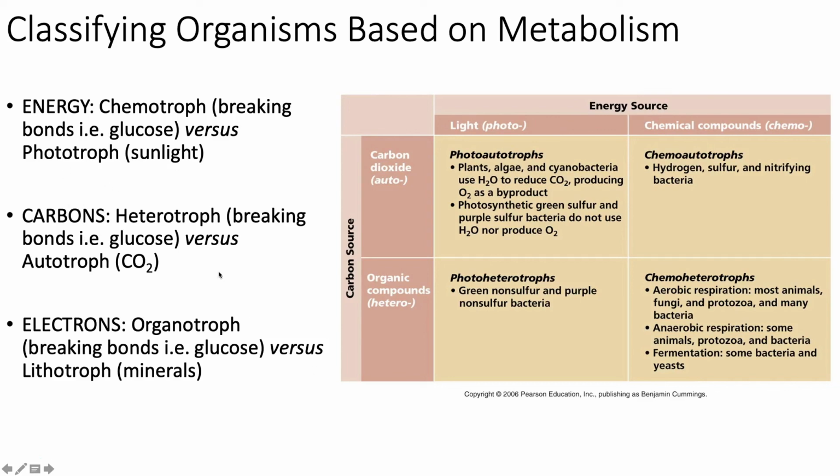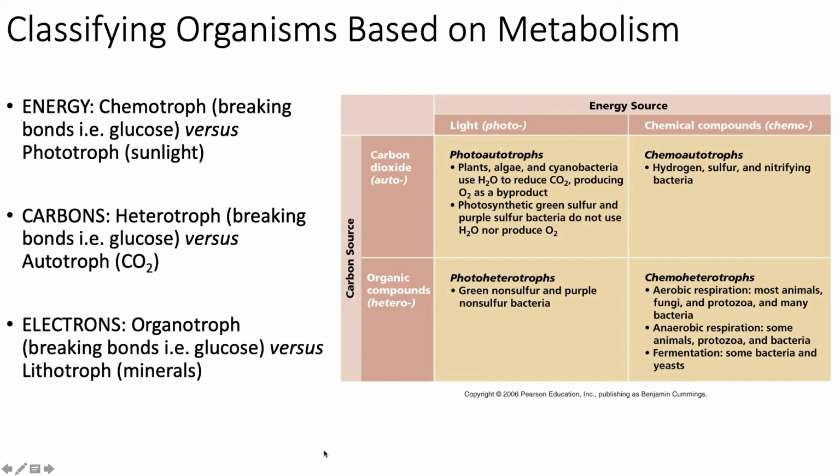If you need to get your carbons, well, I usually think about humans. So humans, like I'm going to eat a candy bar and there's a bunch of glucose in there. Well, I'm a heterotroph because I'm getting my carbons from glucose. If you're an autotroph, then you're sucking it in from the atmosphere. So a plant would be getting CO2 from the atmosphere.